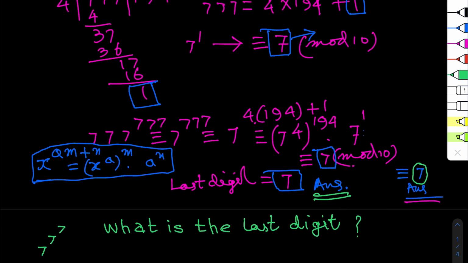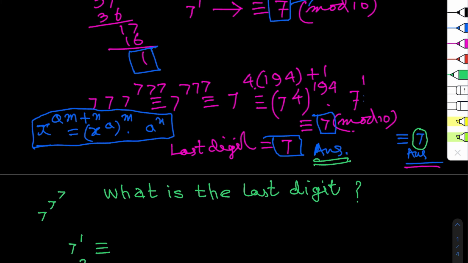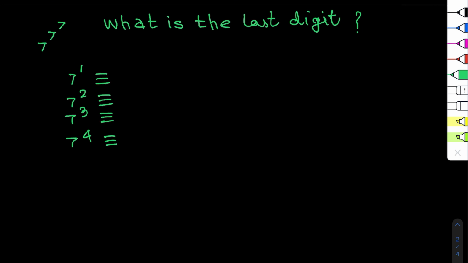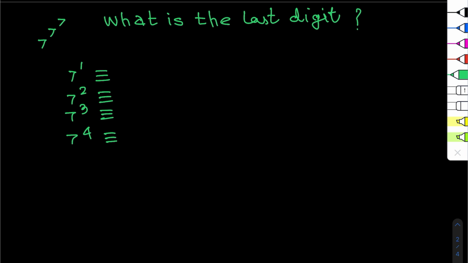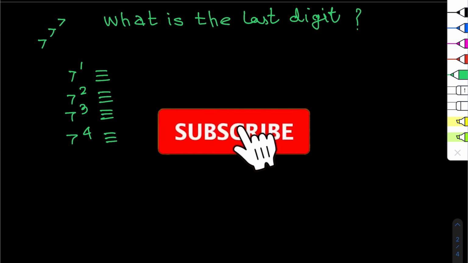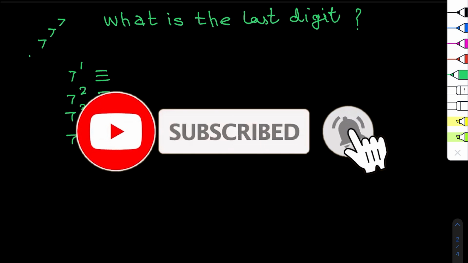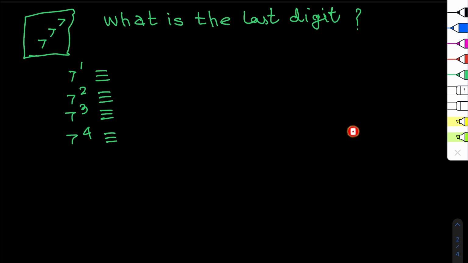Now the next question. If the number is like this, 7 to the power 7 to the power 7, then what will be the last digit? The last digit, so we may go ahead as earlier.